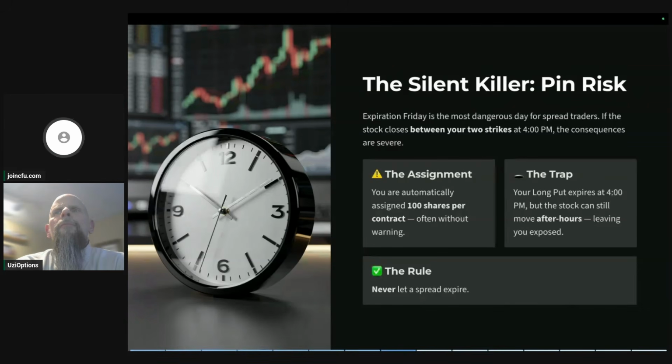All right, so the silent killer is pin risk. You're automatically assigned 100 shares per contract without any warning. Well, I think we've already kind of handled this, and as you were saying, Uzi, you just manage the trade. You can flip into a call credit spread, you can flip into a strangle, or you can go into the wheel. Unless you're in some really weird scenario, when I get assigned my shares, I don't want to have them, and I can unwind the assignment fairly quickly.